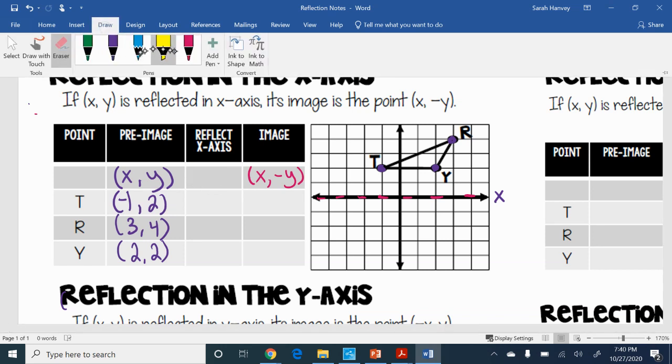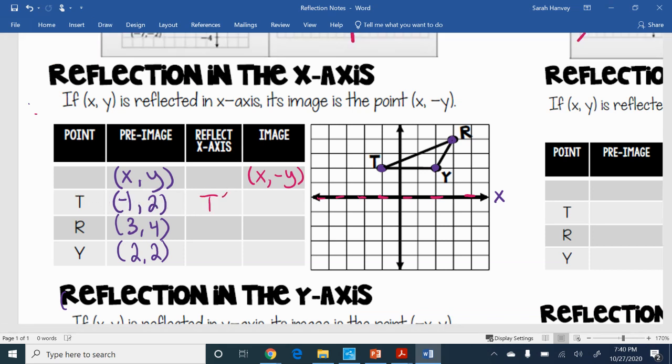All right. And so we're going to put our T prime because it's going to be the point T prime now. We're going to do R prime and Y prime. And we're going to just take the exact same x coordinate. So whatever this one is, we're going to go ahead and keep it the same. I'm going to do the same thing here. Same thing here. But the y coordinate, we're going to do the opposite. So that's the key. It was a +2, now it's going to be a -2. It was a +4, now it's going to be a -4. Was a +2, now it's a -2.